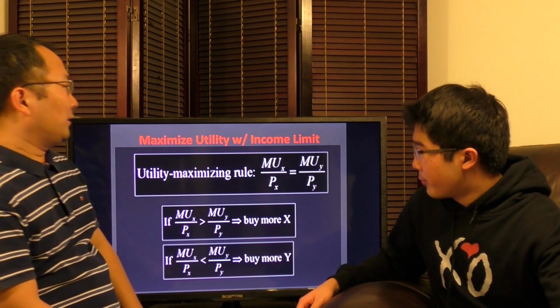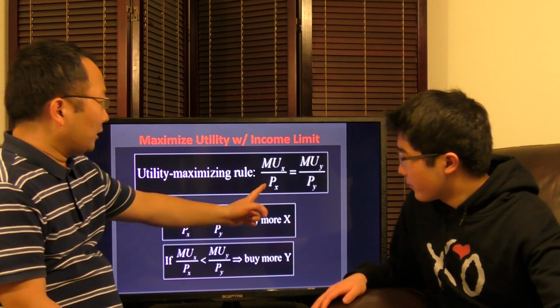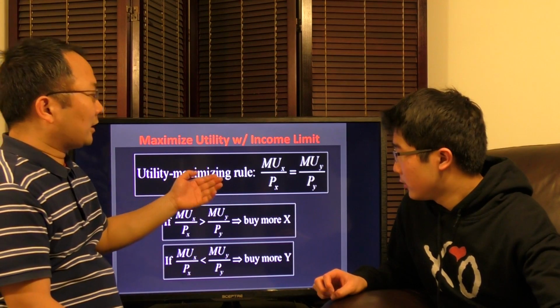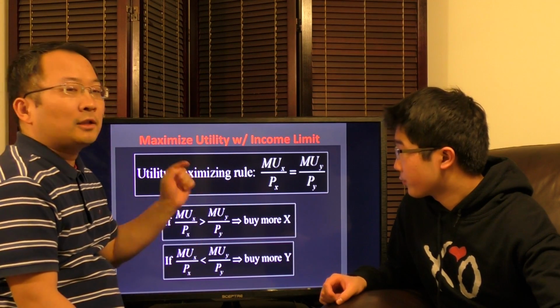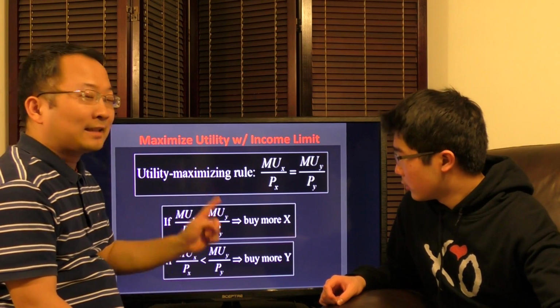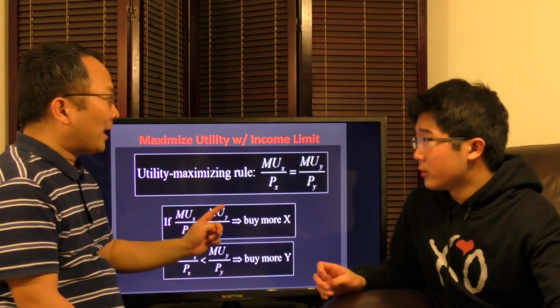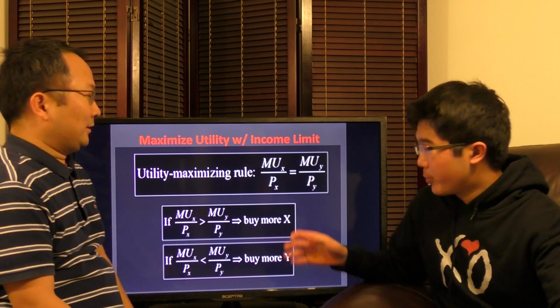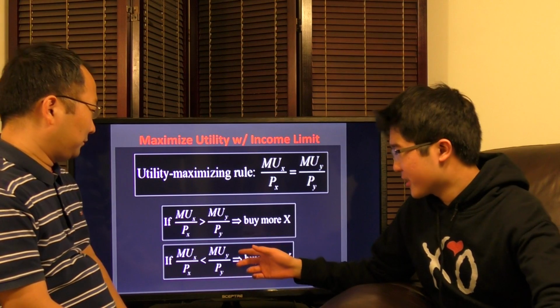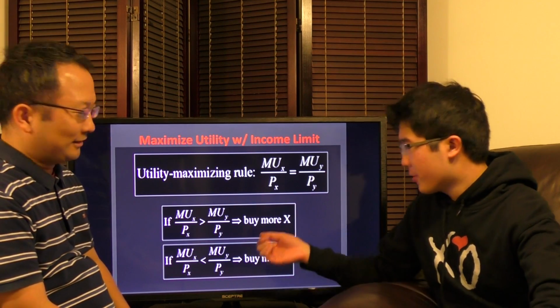That's why we have to divide by PX and PY. Because we have an income limit, we want to make sure that each additional $1 can generate the same marginal utility, no matter whether we pick X or Y. Building off this rule, on the converse, if the marginal utility per dollar for X is lower than the marginal utility per dollar of Y, then you need to buy more of Y.